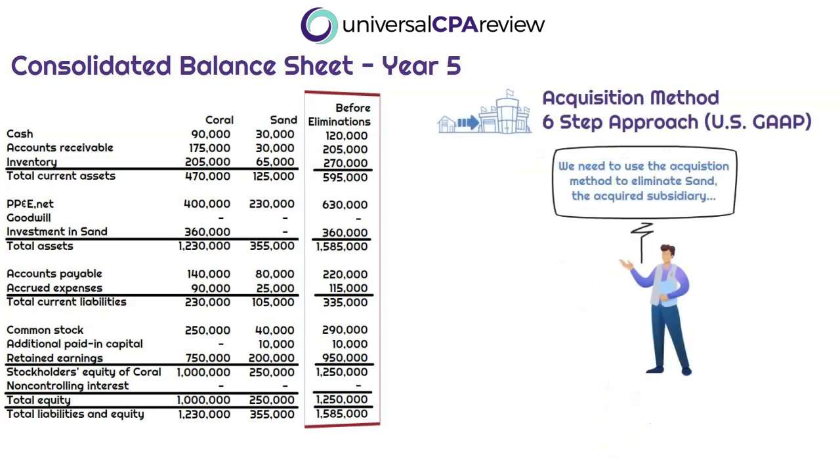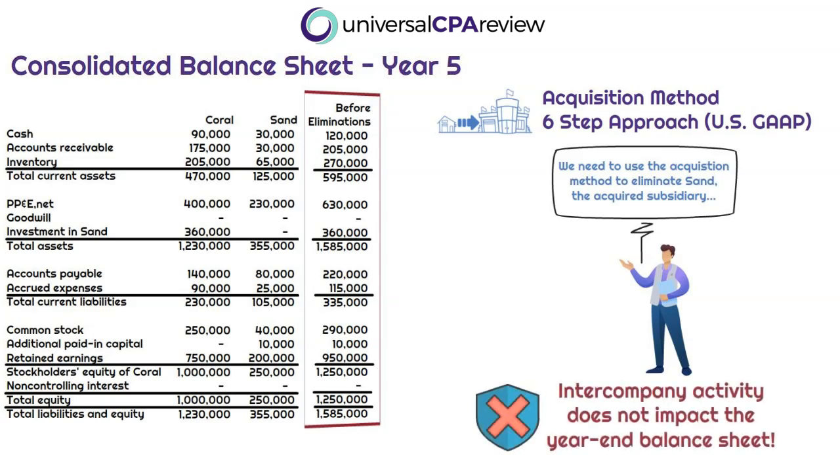So when we think about what eliminations we'll have to make, well, we're going to have to eliminate the acquired subsidiary, and we'll use the 6-step acquisition method approach. And then when we think about, is there any intercompany activity? Well, the answer is no. Remember, all the inventory was sold, so we don't need to make any balance sheet adjustments for that inventory that was transferred from Coral to Sand.